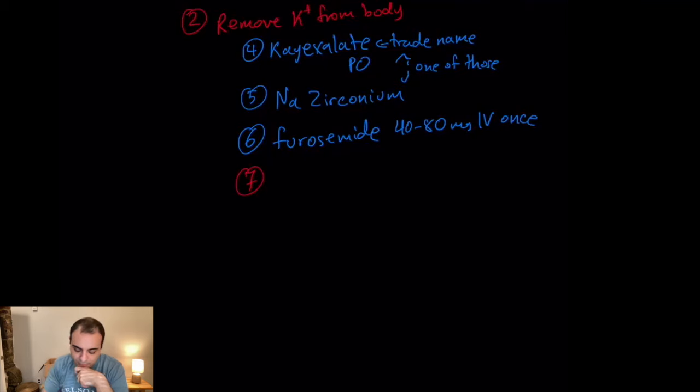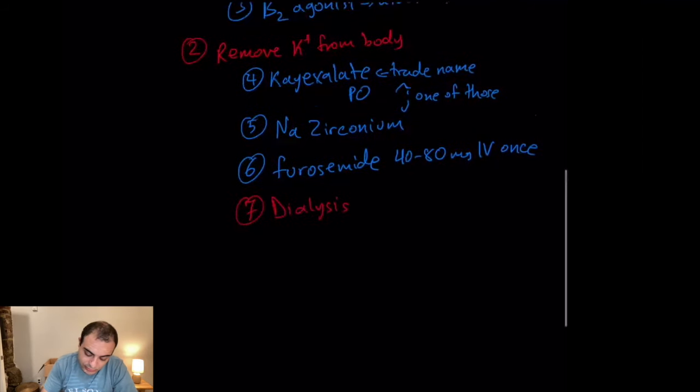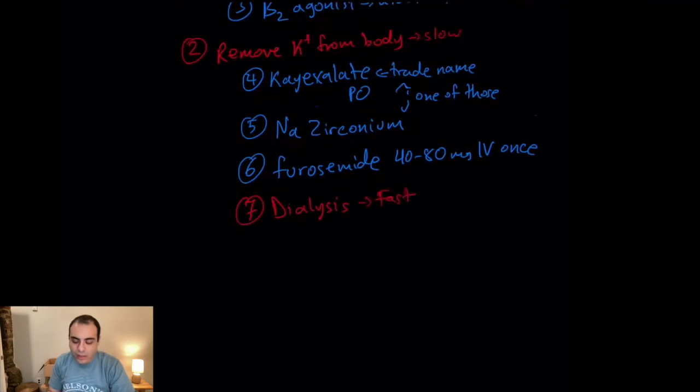Dialysis. Very simple. Dialysis. Okay. So these patients might need urgent dialysis. And dialysis is fast. It gets rid of the potassium fast, while everything is usually slow otherwise. It's slow to get to dialysis, but once you get to dialysis, it's fast.